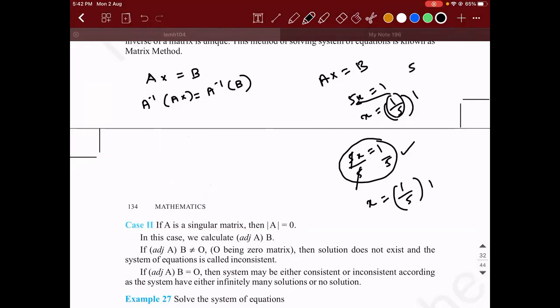See, what happened in your lower grades, this is what they would have taught: 5x is equal to 1. I would have taught this in linear inequalities last year, no? For example, 2x is greater than 3. Will you write it as x is greater than 3 by 2 directly, or is there an intermediate step in between? You divide by 2 on both the sides, correct? So this 2 and this 2 get cancelled, then it becomes x is greater than 3 by 2.